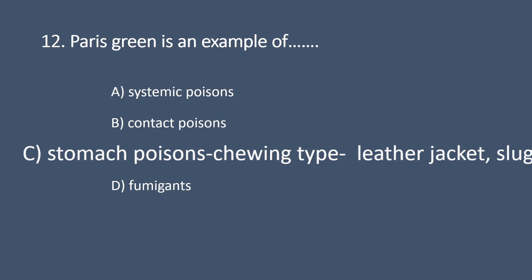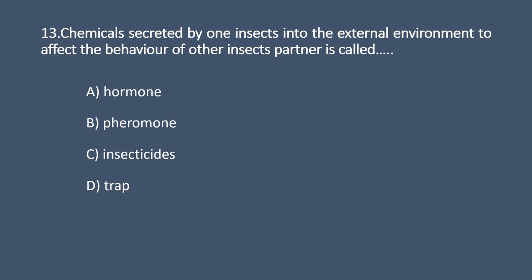Next, chemical secreted by one insect into the external environment to affect the behavior of other insects, partners belonging to the same species, is called. Options are hormone, pheromone, insecticide, and trap. Here we know the chemical secreted by one insect into the external environment. We know this is called pheromones, and these pheromones used in control practice we call pheromonal control.